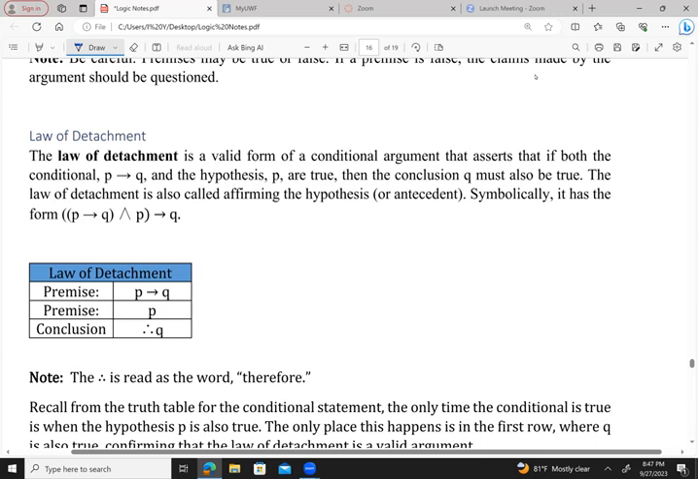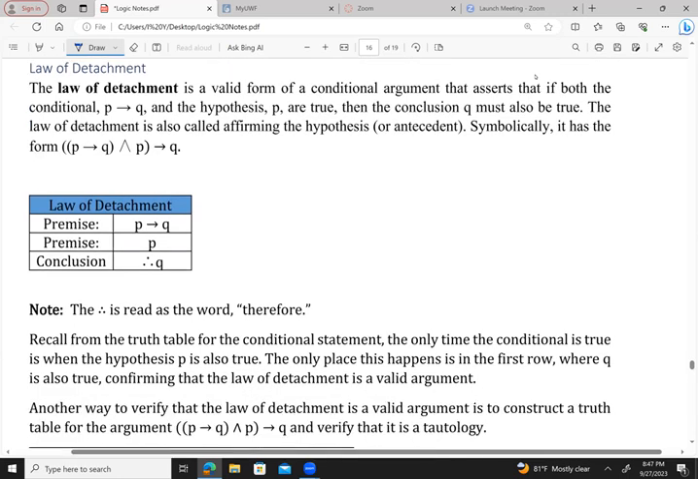And we look at it like this. Our first premise is if P then Q. Our second premise is P, and our conclusion is therefore Q. That's what this symbol means, therefore.